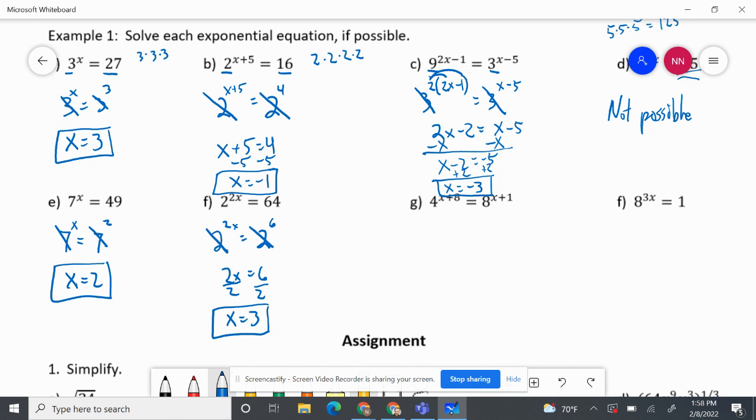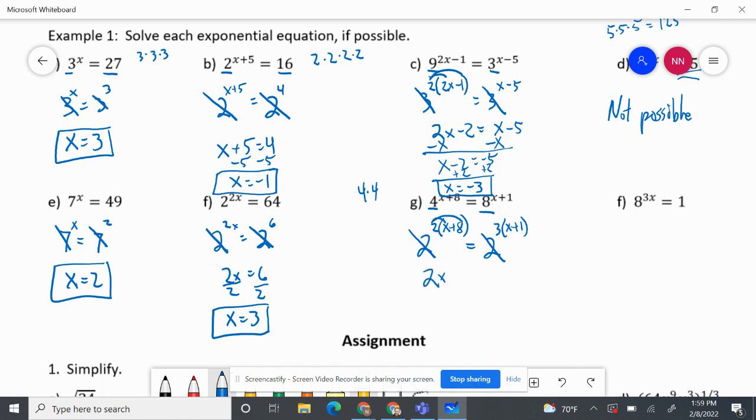Looking at letter G, the common base, 4 times 4 is 16. So 4 can't be a common base. So what I'm going to do is pick 2 as the common base. So 2 squared is 4. And 2 cubed is 8. So the bases cancel. I'm going to distribute the 2.